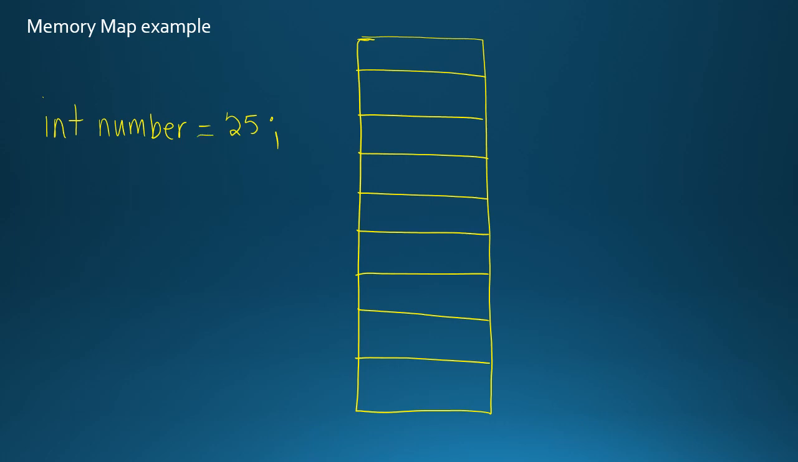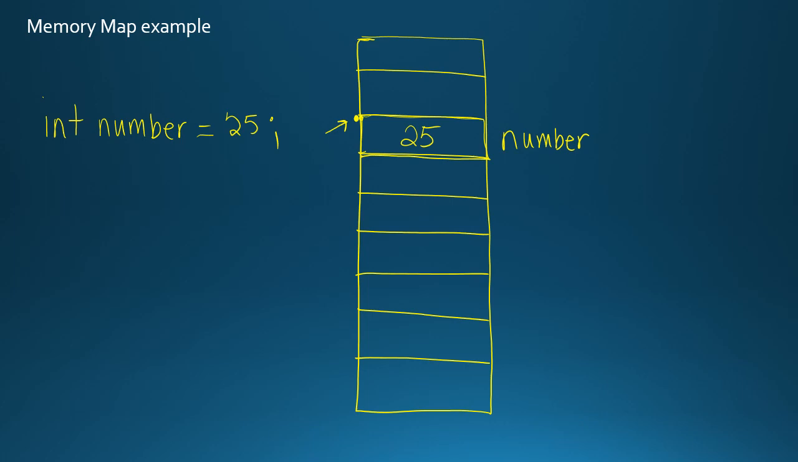So what's going to happen is your operating system is going to go through memory and locate an empty space. So it's going to have this empty section right here, and it's going to have a location, which is the address. This is the address where it's located, and the contents is going to be 25, but we're only going to care about how to access it by the name that we gave it. So we gave it the name number.